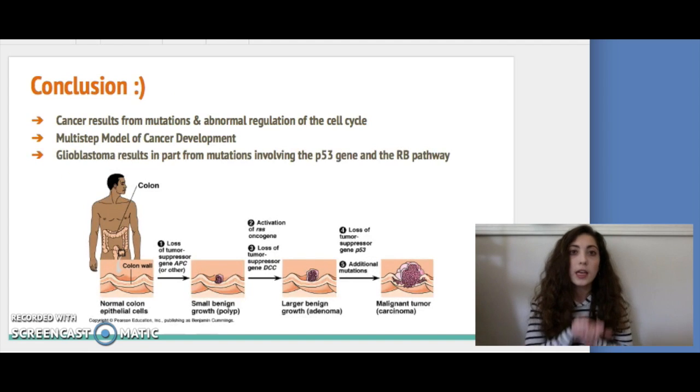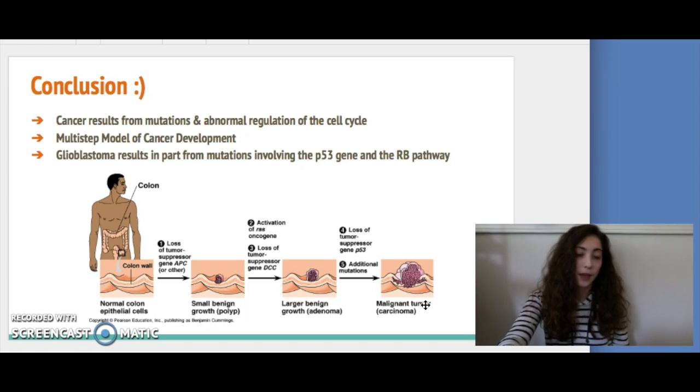Conclusion, super quickly: cancer results from the mutations and abnormal regulation of the cell cycle, like the multi-step model of cancer development, which I have a diagram of here. You get a mutation, a loss of a tumor suppressor gene, you maybe get a small benign growth, and then you lose more genes, something becomes an oncogene, you get a larger growth, and then you accumulate more and more mutations as your life goes on, which can result in a malignant tumor. And GBM results in part from mutations involving the p53 and RB pathways.